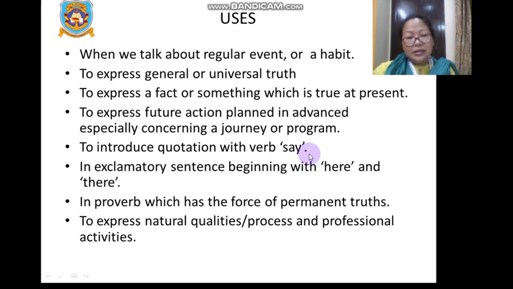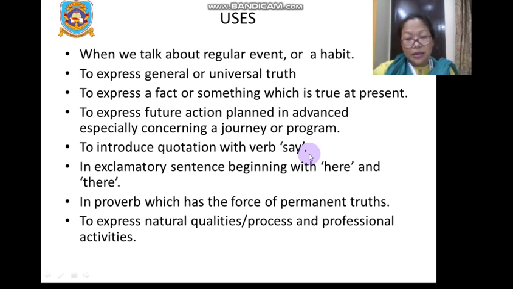Keats says, a thing of beauty is a joy forever. We are referring to a very famous poet, John Keats here. He said, a thing of beauty is a joy forever. So when we introduce a quotation with the verb say, we use simple present tense. Right? Then in exclamatory sentences beginning with here and there.